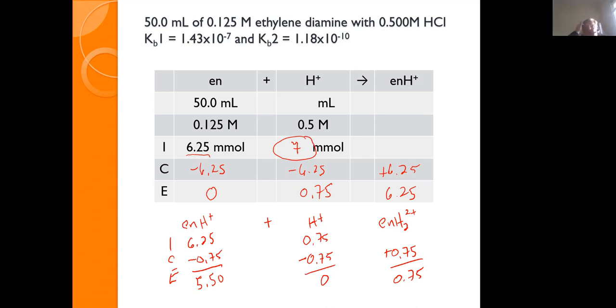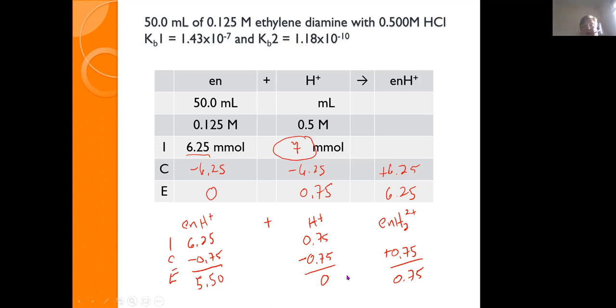So when you work your ice table, get your millimoles, figure out what your limiting reagent is, do your C line, and then get down to your equilibrium line. This is where you go back to that decision tree that we've looked at a couple of times now and say, okay, what do I have in solution? Do I have an acid? Do I have a base? Do I have an amphiprotic? Is there a further reaction that can happen? If you still have strong acid left, if you have titrant left, then you need to do a second ice table.